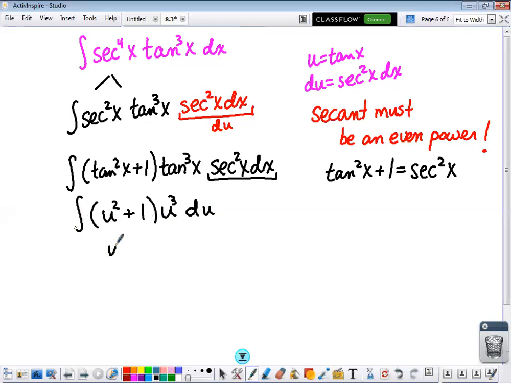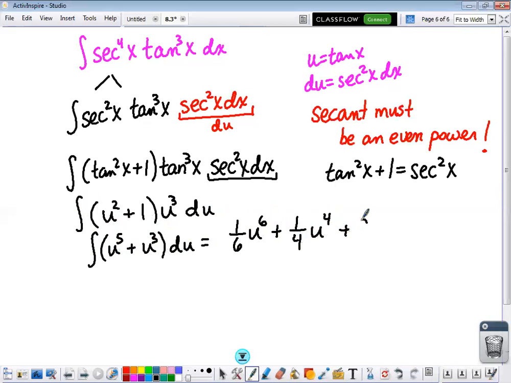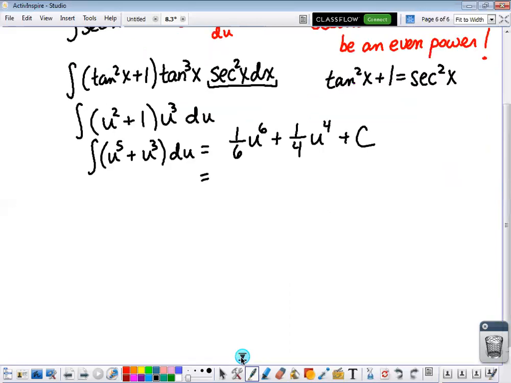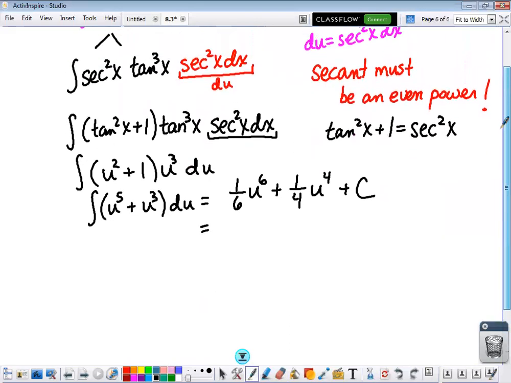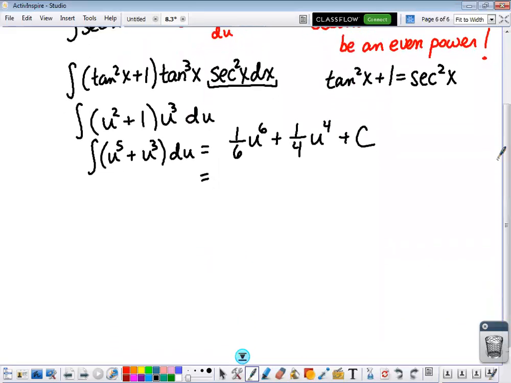All right, now I'm going to distribute. So either way, you're going to end up distributing. Just easier once you've changed them into u's, you don't have as much to write out. All right, so the integral of u to the 5th is 1 over 6 u to the 6th. Integral of u cubed, 1 over 4 u to the 4th, plus c. Okay, and then go back and plug in what our u was, and our u was tan x. So 1/6 tan to the 6th x plus 1/4 tan to the 4th x plus c.